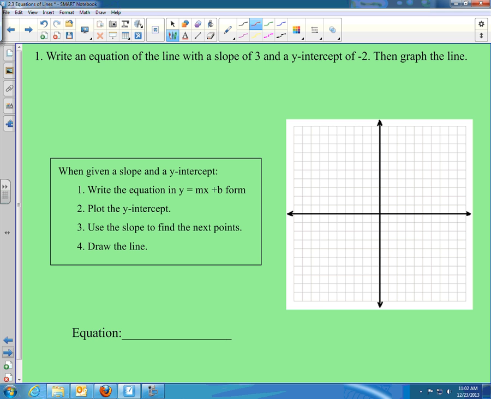Okay, so let's talk about what you do when you're asked to write an equation with a slope and a y-intercept, and then to graph the line. When you're given a slope and a y-intercept, here are the steps we follow. Write the equation in y equals mx plus b form. We talked about that m is our slope, and our slope here is 3. Remember, we can think of 3 as 3 over 1, x, and then our y-intercept is negative 2. You can do plus negative 2, or minus 2.